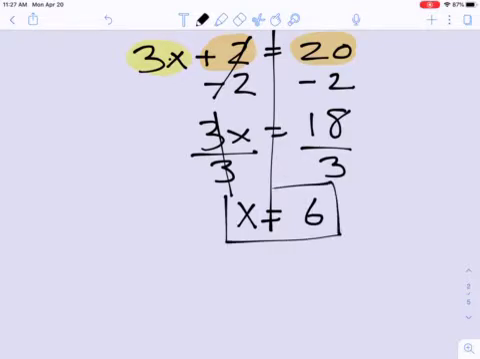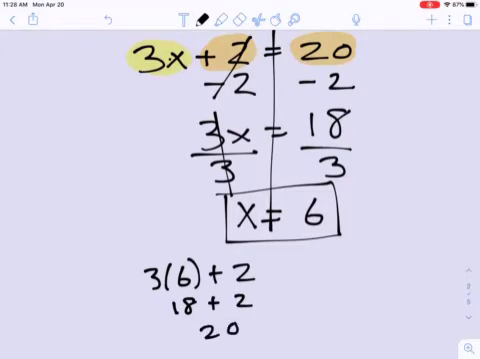And then I think a really good idea with these problems is just to go back in the problem and substitute 6 into the side with the variable and see if it works. Well, 3 times 6 is 18. 18 plus 2 is 20. And 20 is equal to 20 on the other side. So I call that funnel style. So that looks like you got the right answer there.